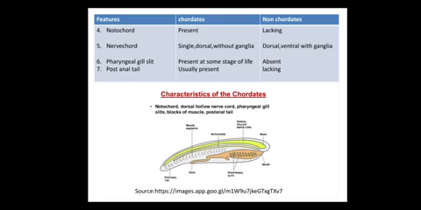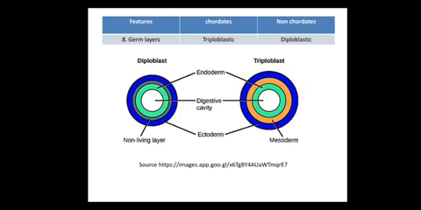Notochord, dorsal hollow nerve cord, pharyngeal gill slits, block of muscles, and post-anal tail are present. So the next character is the feature of germ layers. Chordates show three types of germ layer, that is ectoderm, endoderm, and mesoderm. That's why the organism is called a triploblastic organism.